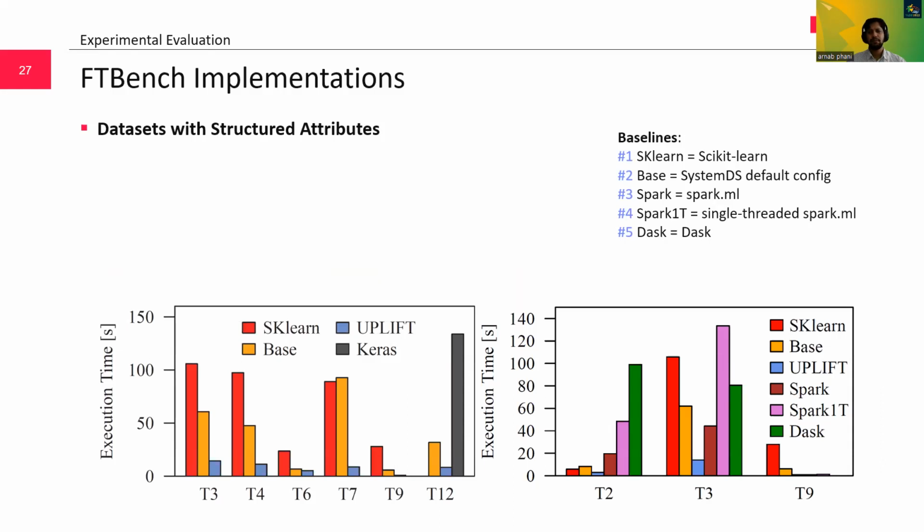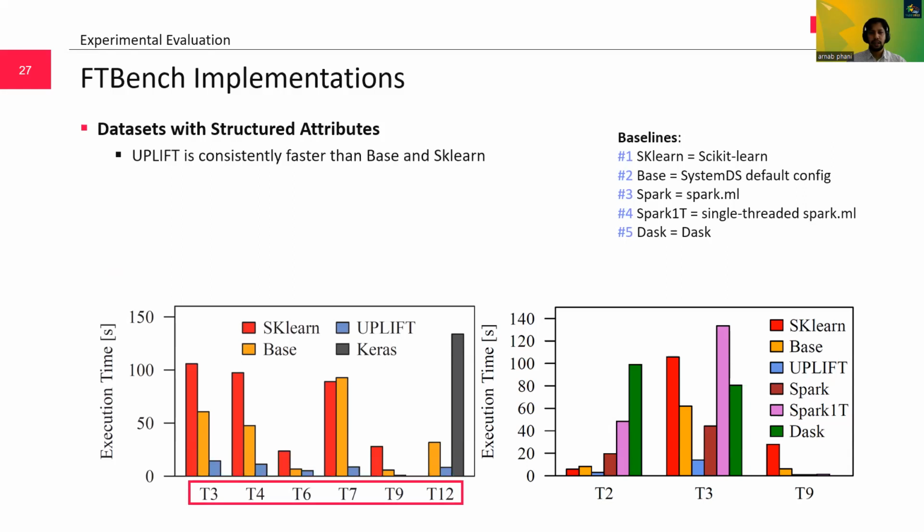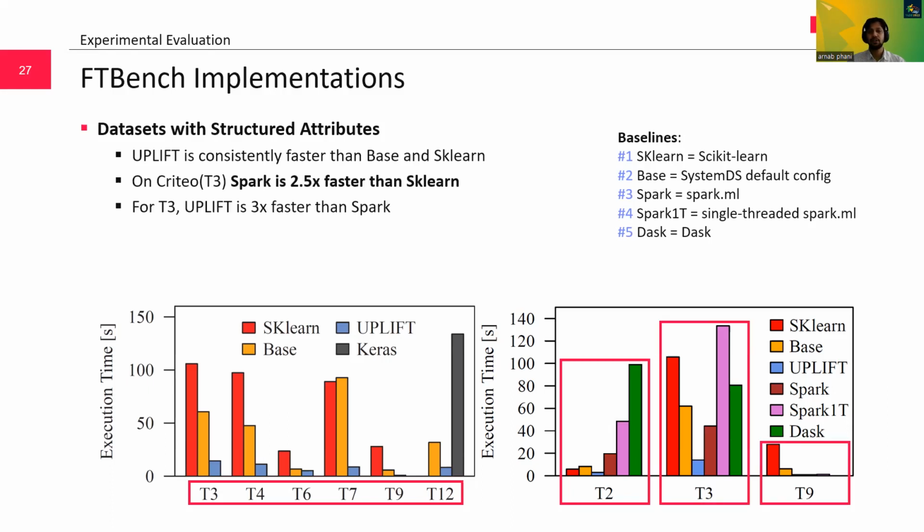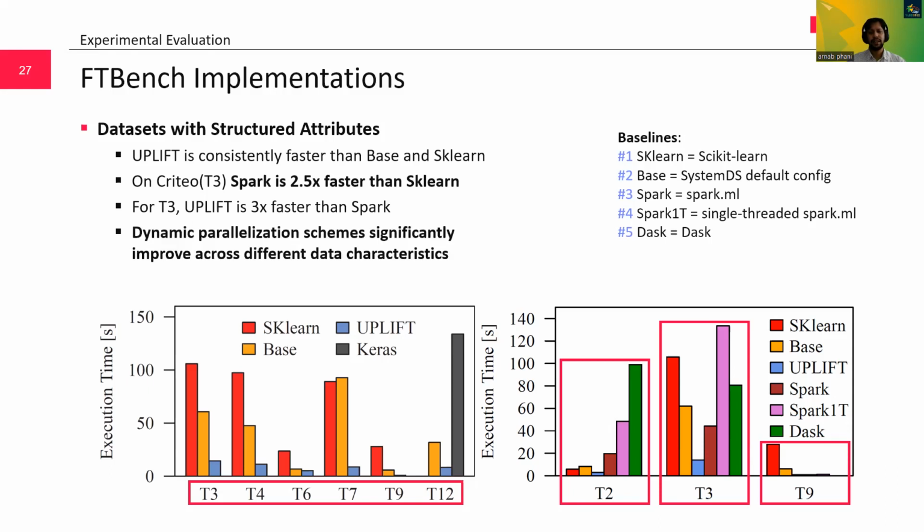Here we see the runtime for a subset of use cases on structured datasets. UPLIFT is consistently faster than SystemDS and scikit-learn. Spark's row-based parallelism continues to be ineffective for smaller datasets such as KDD. However, Spark improves over scikit-learn by 2.5x for larger dataset Criteo, although UPLIFT is 3x faster than Spark on Criteo. These results show UPLIFT's dynamic parallelization schemes significantly improve across various data and transformation characteristics.